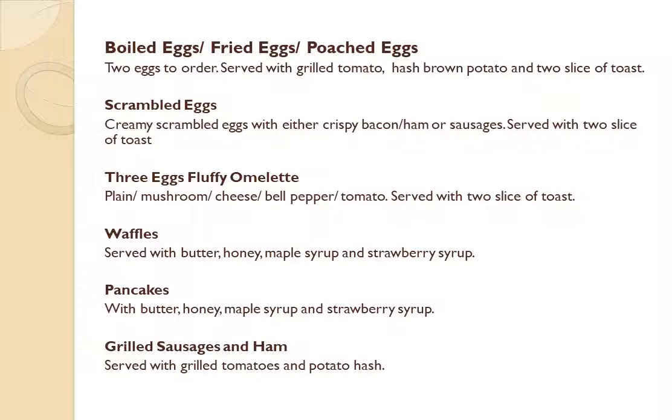If we talk about the waffles and pancakes, the basic accompaniments served along with them would be butter, honey, maple syrup, and strawberry syrup. And moving to the last, whenever the grilled sausages and hams are served, they are supposed to be served with grilled tomatoes and a hash brown potato.